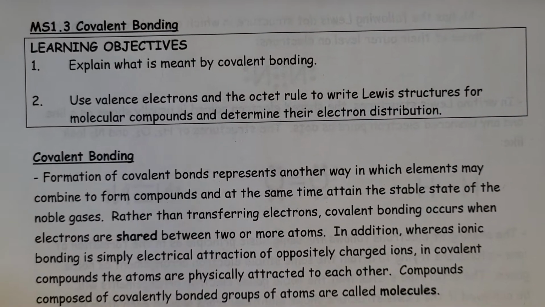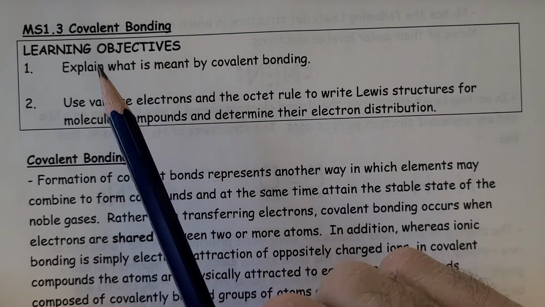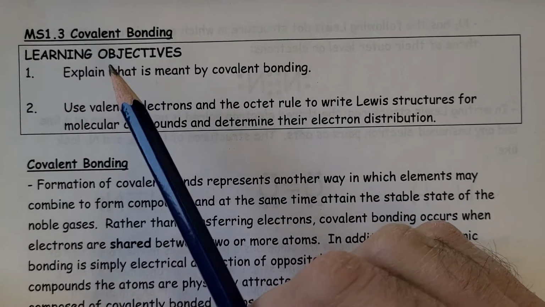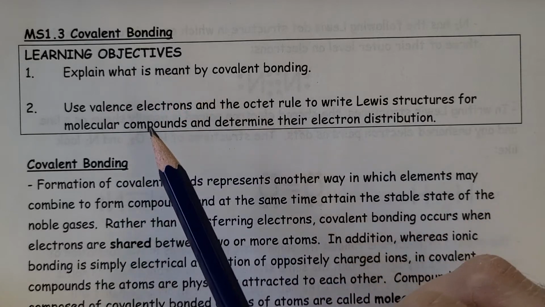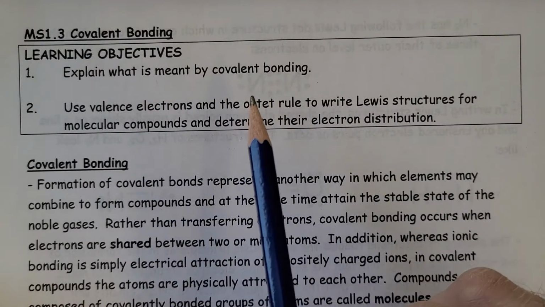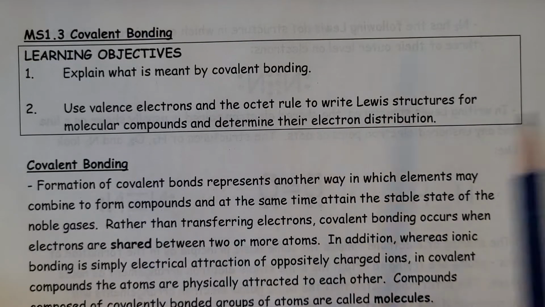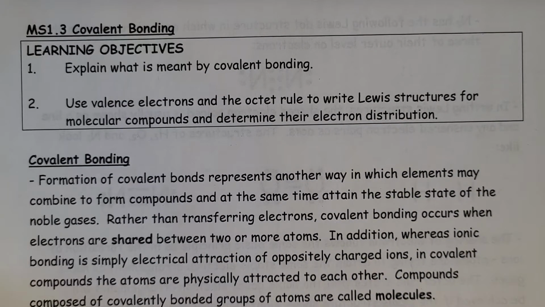This is the section MS1.3, covalent bonding. So in 1.2 we looked at ionic bonding, transferring of electrons. Now we'll look at covalent bonding. Explain what is meant by covalent bonding and use valence electrons and the octet rule to write Lewis structures for molecular compounds and determine their electron distribution.